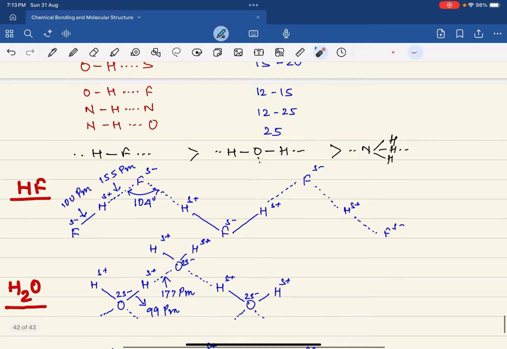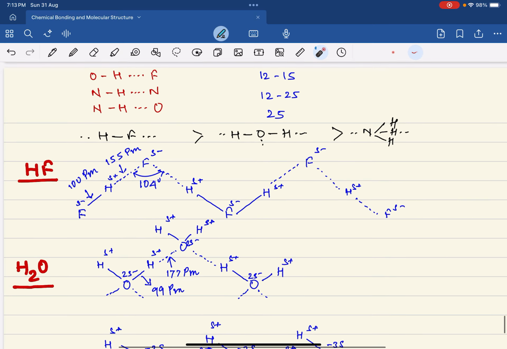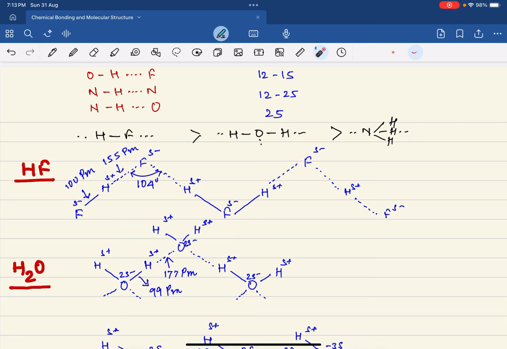Then the HF molecule, this is very important. HF molecule exists in zigzag form. This is the hydrogen bond between one molecule and another. The hydrogen bond is due to polarity, H plus is positive and F minus is negative. The zigzag angle is 104 degree. And the most important part, the covalent bond between hydrogen and fluorine is 100 picometer, but the hydrogen bond is longer than the covalent bond, and that is 155 picometer. So HF molecule exists in zigzag manner.